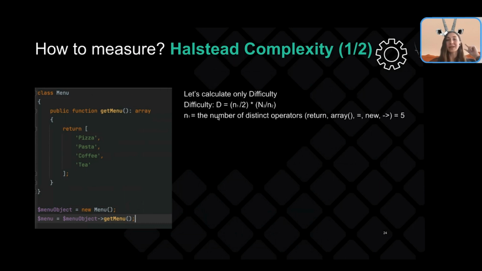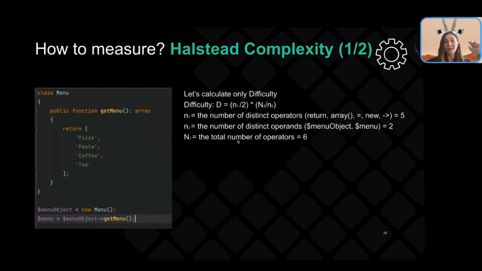So to calculate difficulty, we need to calculate n1, N2, and n2. Here we have the number of distinct operators: return, array, equals, new, and this sign, I forgot the name of it. Basically we have 5. Number of distinct operands, we have here only menu object and menu, it's actually 2. Then total number of operators, we have 6. Here we had 5, it's kind of unique, and 6, it's total. Why do we have more operators than unique? Because we used equals here twice.